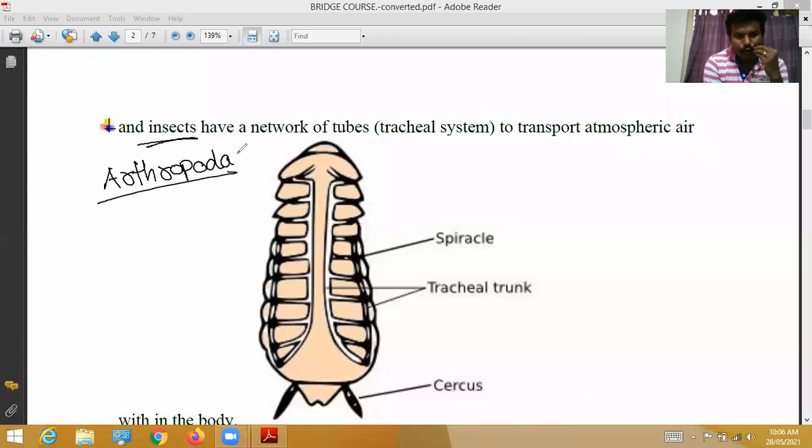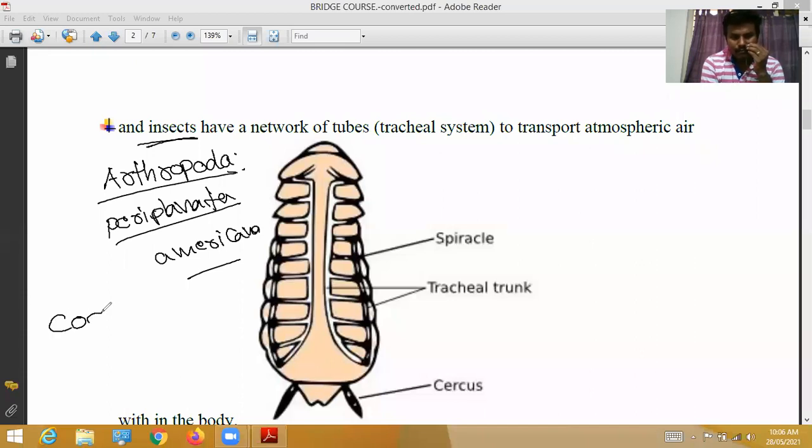Arthropoda. Commonly in our regular life, we will see cockroach in our home. The scientific name of cockroach is Periplaneta americana. It is the scientific name of cockroach. We commonly see it in our surroundings. The insects commonly belong to the phylum Arthropoda.